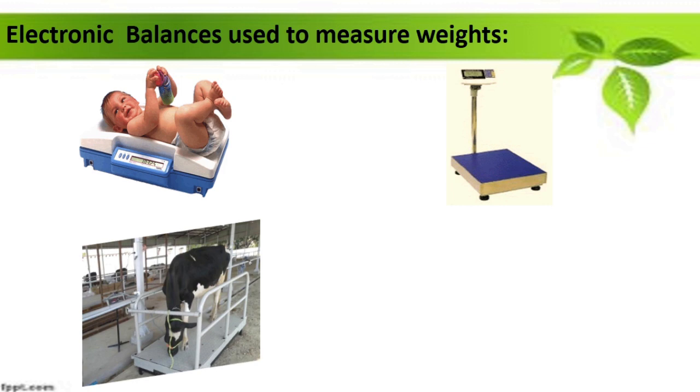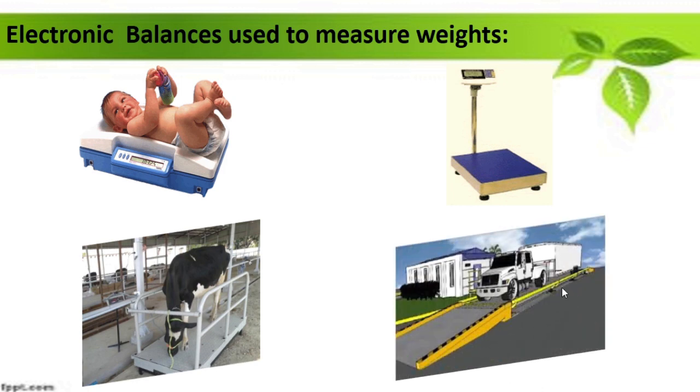Okay, got this? And here you can see a different type of electronic balance. See, this is an electronic balance. Okay, on this, when the truck or the load carrying container passes, it gives the reading of the truck along with the loads. Okay, this we can see in the big factories and companies. Okay, got this? Like this, we use different balance scales to measure objects.